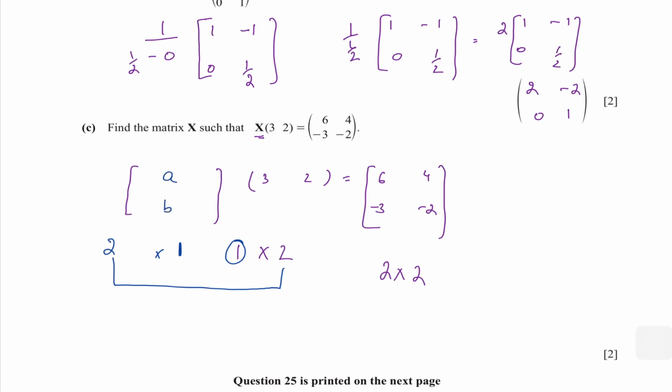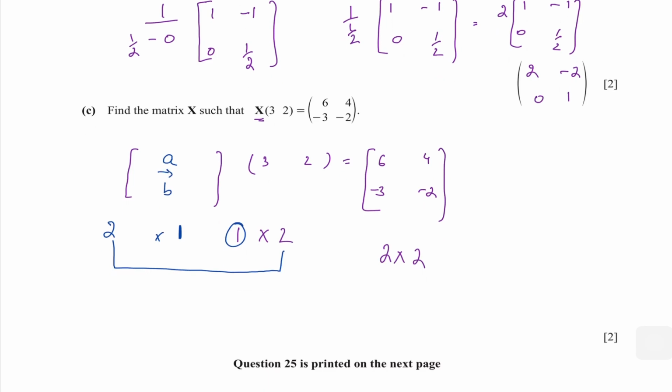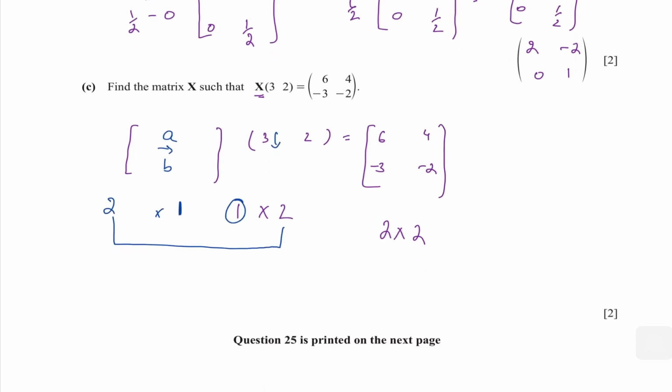So I'm just going to call them A and B. Now what happens if I multiply them? A gets multiplied by 3, so we have 3A. And A gets multiplied by 2, so we have 2A, row into column. Then B gets multiplied by 3, so we have 3B, and the same B gets multiplied by 2, so we have 2B. And this is equal to 6, 4, minus 3 and minus 2.